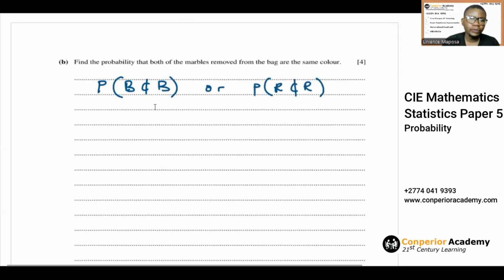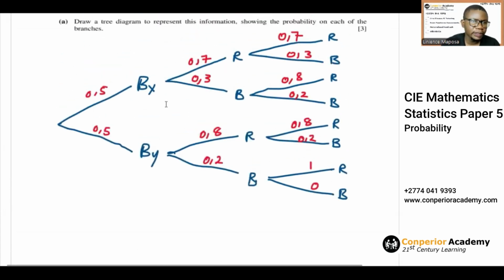So for the probability of picking blue, then blue, we just look for the branches that give me blue and blue. I picked blue and I want to pick blue. Okay, that's not the branch. That one is red, blue. So I want blue, blue. So that's this one. Blue, blue again is this one. So I want these 2. So that's 0.5 times 0.3 times 0.2. Okay, and then I'll add 0.